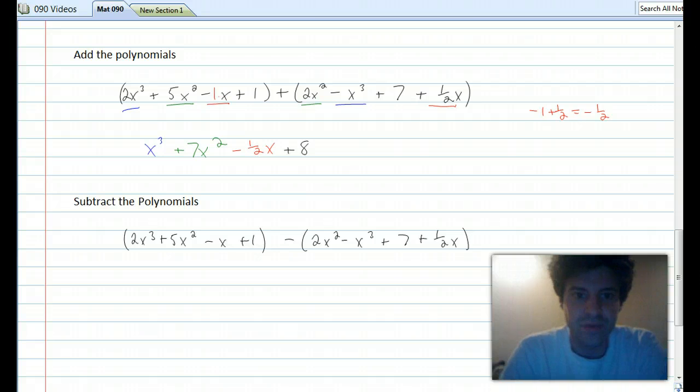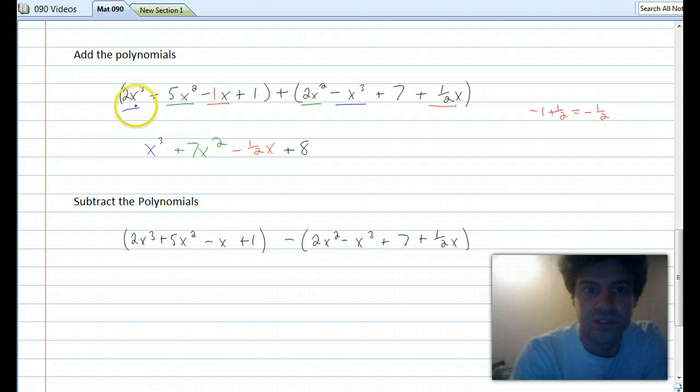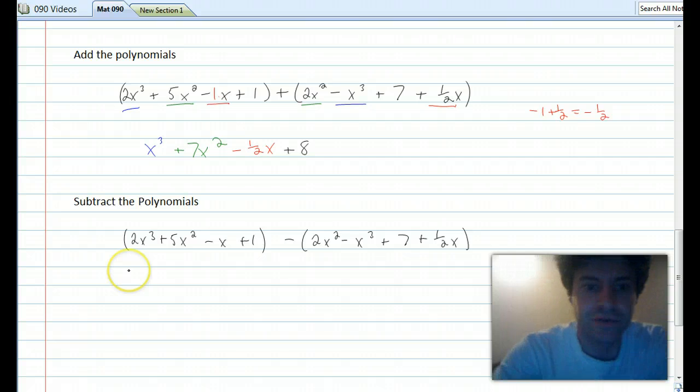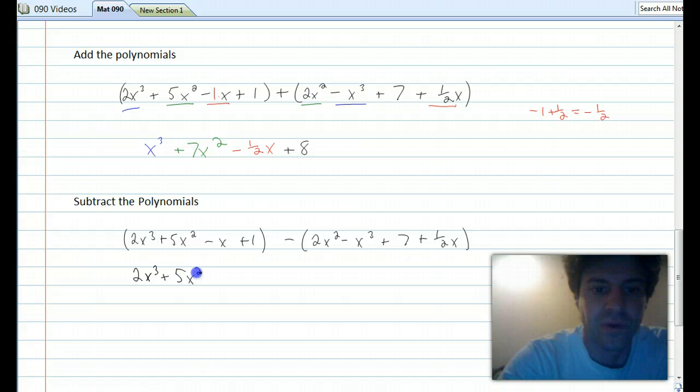Let's do the same thing with the same 2 polynomials, except let's subtract them this time. Let's subtract these 2 polynomials. Well, it's really the same process as before. We're finding our like terms, like 2x cubed and the negative x cubed, except instead of adding them like we did in the previous example, we're actually going to subtract them. So most people actually find it easier to rewrite this polynomial first. I'm going to do that. I'm going to copy down the first polynomial, 2x cubed plus 5x squared minus x plus 1.